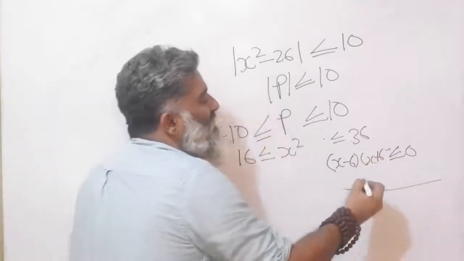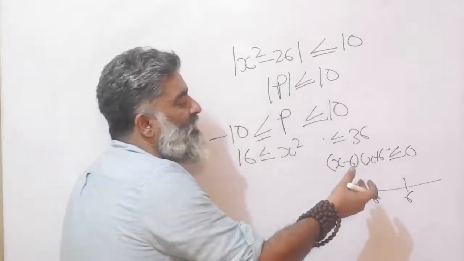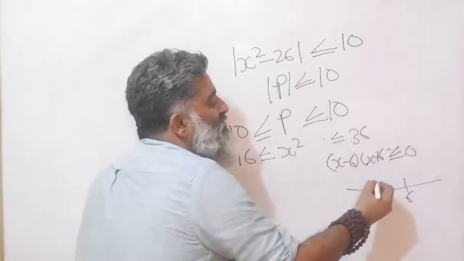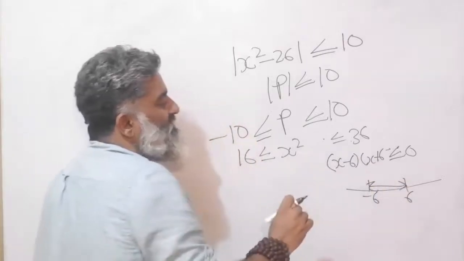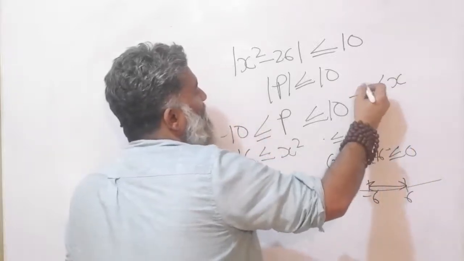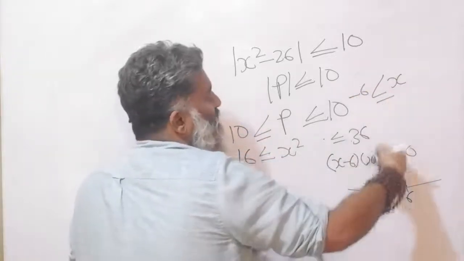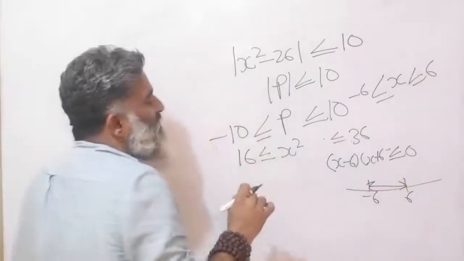Quickly think of the roots. The roots are minus 6 and 6 because this is nothing but a quadratic only. And I want less than equal to 0. That means between the two roots, minus 6 and 6. So part of my answer story is going to be x is greater than minus 6, equal to will also do because 0 is also allowed, and less than equal to 6. So that is one part of the story.